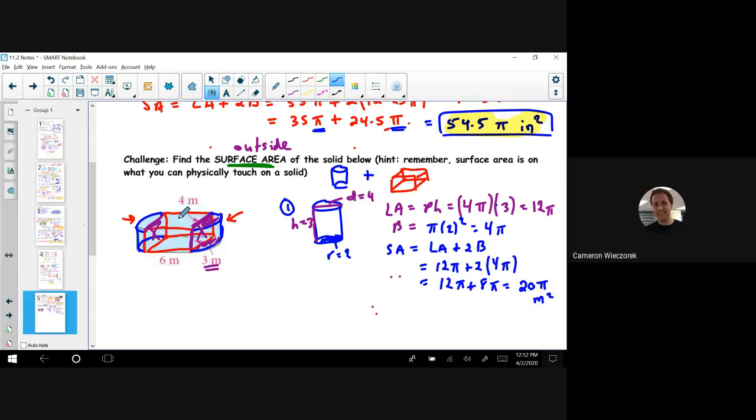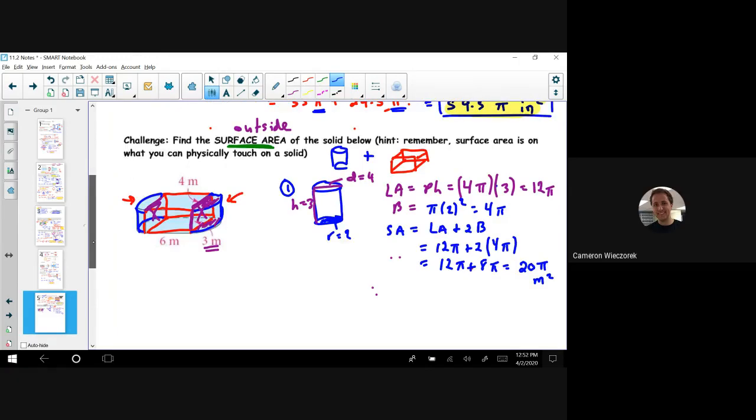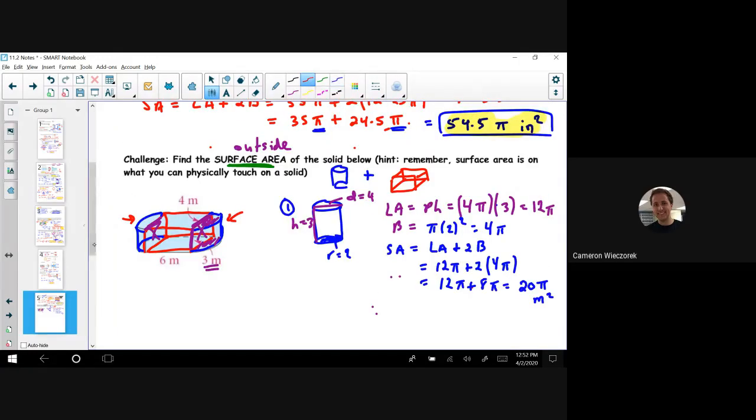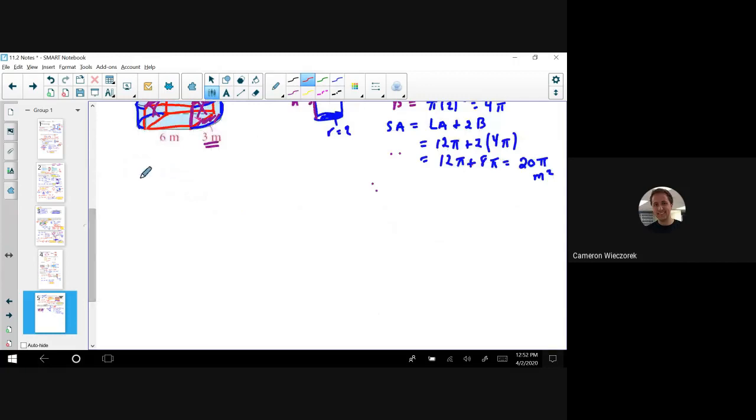So that takes care of the blue pieces of this shape, but how about the red box on the inside? I need to know the top surface, the bottom surface, the front surface, and the back surface. I don't care about the left surface and the right surface because they're covered up. They're not on the outside of the shape. So the next thing I'm going to do is look at the red box.